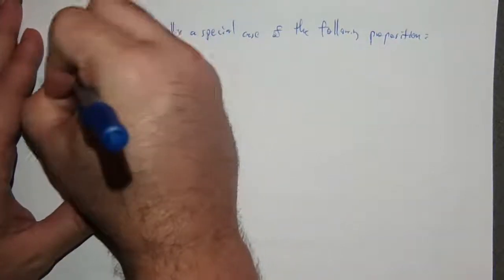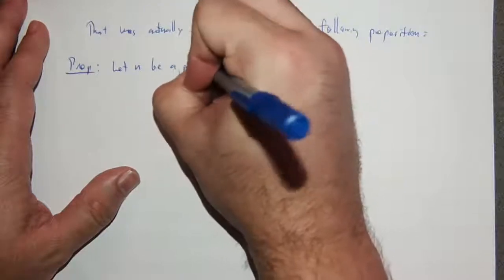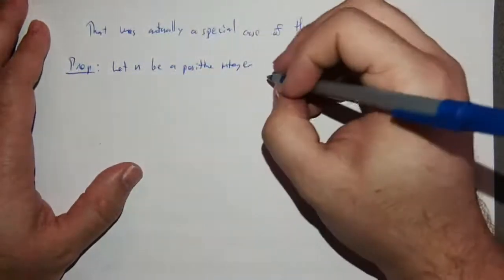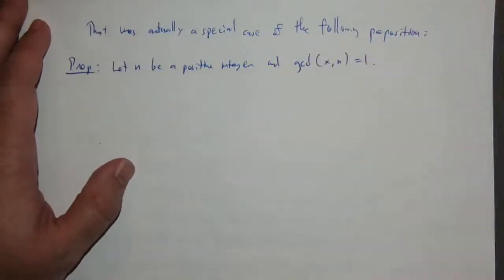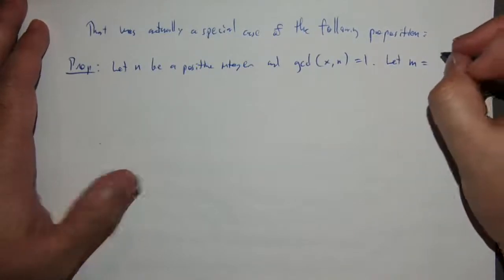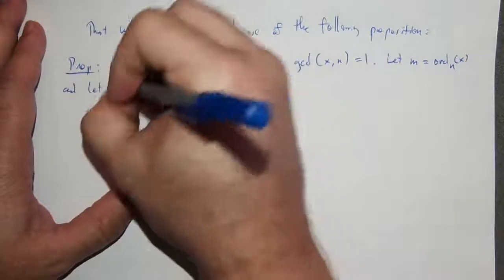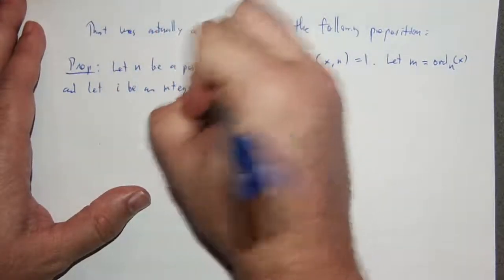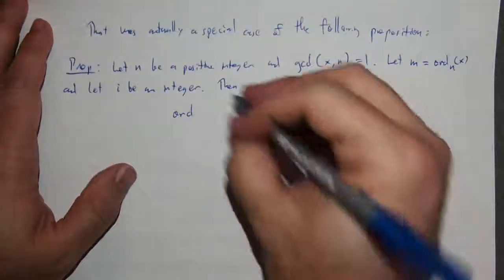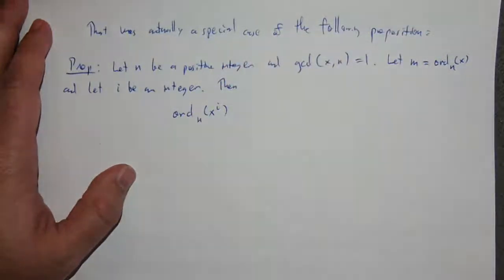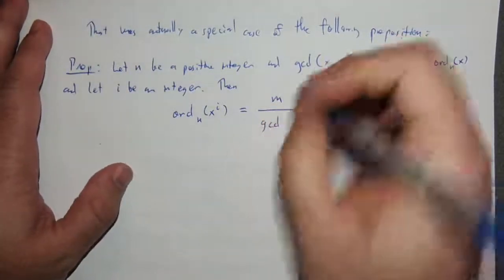The following proposition says: let n be a positive integer and the GCD of x and n be 1. Let m be the order of x mod n, and let I be an integer. Then the order of x to the I mod n is equal to m, that is the order of x mod n, over the GCD of I and m.